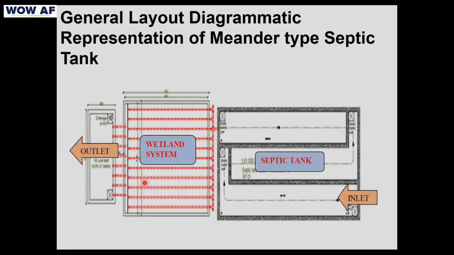So this is the general layout of what I did at this particular project. This is the diagrammatic representation of a meander type septic tank. This is the inlet from where the black water is coming, and then from here it goes into the second compartment. This is the third compartment. Then it goes into this constructed wetland. It is collected in the receptor tank, and from here it is used.